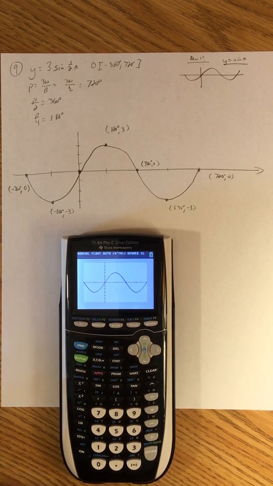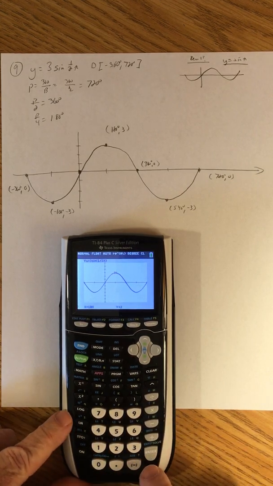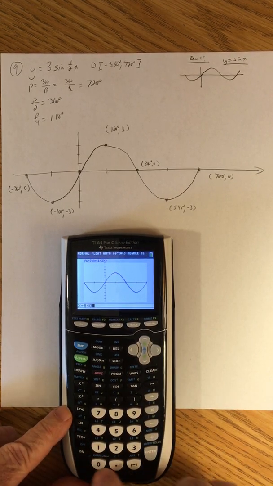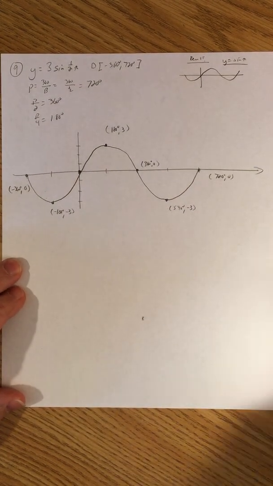Wait for it to finish up. We'll test a couple values. 180, 3, 540, negative 3. Perfect.